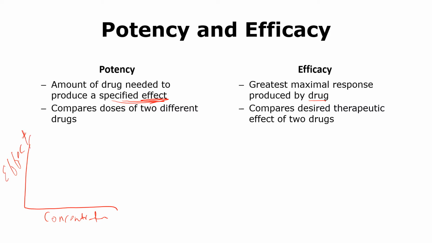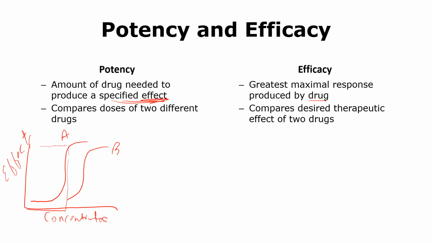All right. So this is the concentration. When you're comparing the potency of two different drugs, here is drug A, and here is drug B. Now we can say that drug A is more potent. Look at the effect here. Drug A is more potent because it requires less concentration.